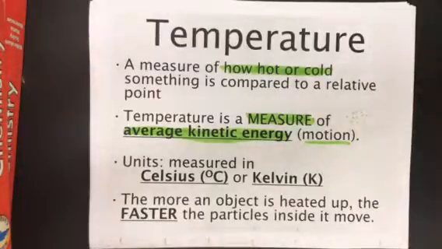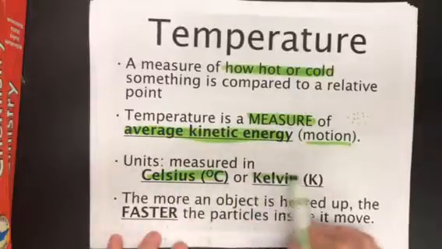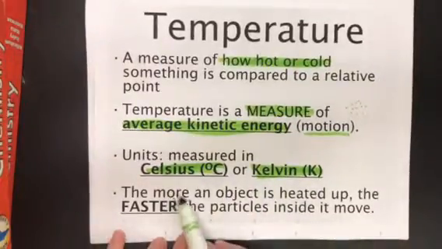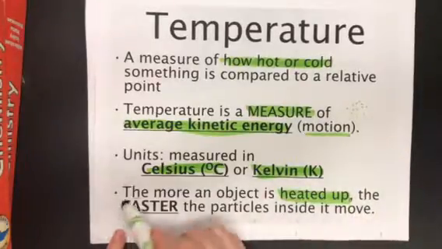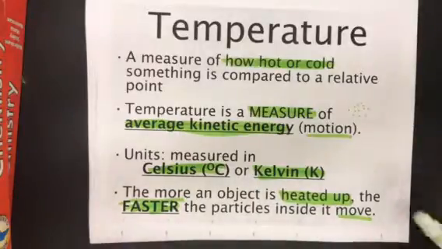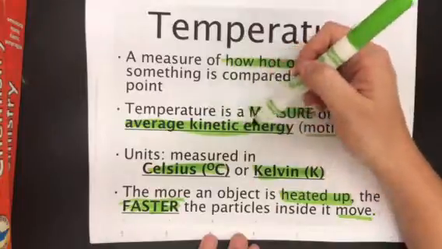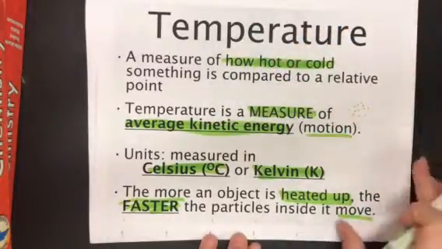Now, in here, the units for temperature are going to be in degrees Celsius or in kelvins. We're not going to be using Fahrenheit. Okay, the more an object is heated up, the faster the particles move. Okay, so that should make sense because temperature is the kinetic energy. The higher the temperature, the more kinetic energy, and remember, kinetic energy is all about motion.